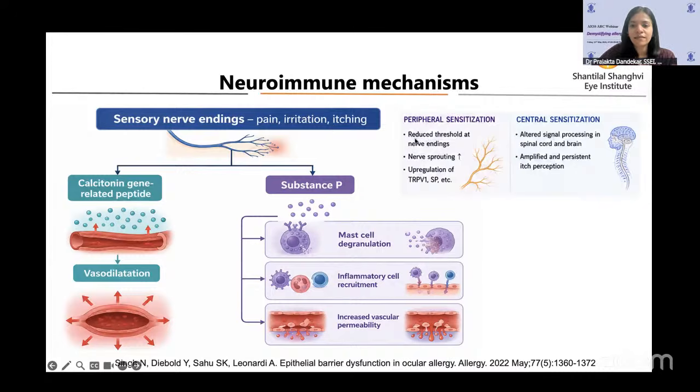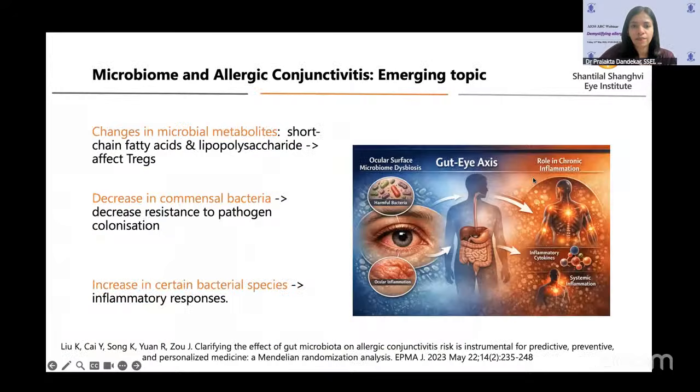So these nerve endings which are affected, there is increased nerve sprouting, and in turn the peripheral sensitization leads to central sensitization, which the patient continuously perceives as itching.